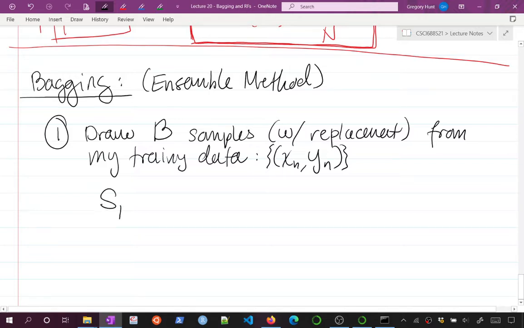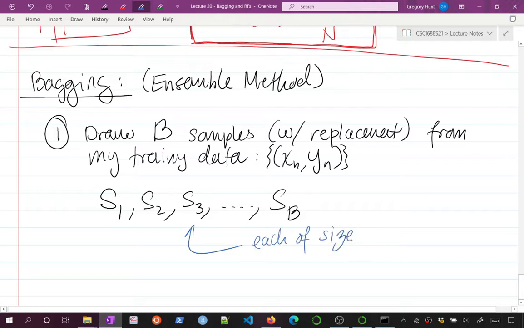So S1 is going to be a sample of some number of training data points. S2 is another collection of samples of training points. S3 is another collection of training points, all the way up to SB, which is our final collection. Let's just say for the sake of argument, they're each going to be size n. So I'm going to draw this with replacement, and so we may get some repeats, but that's okay.